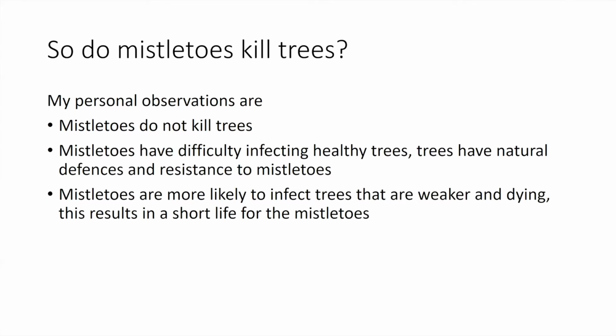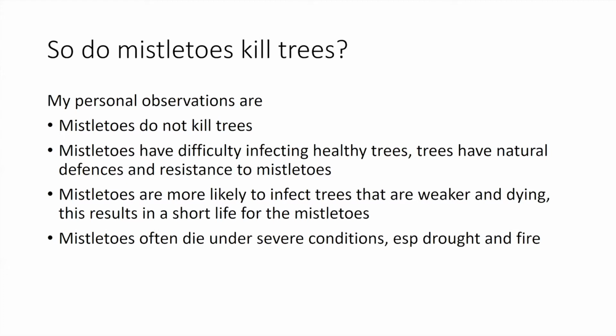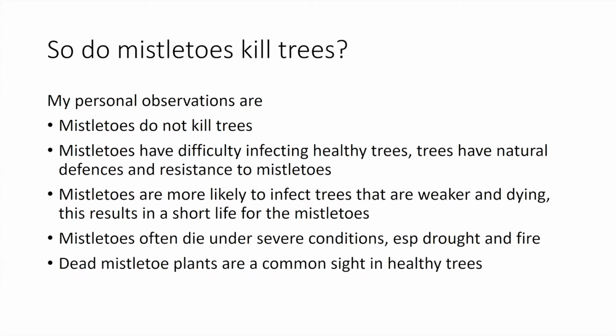Get in, multiply quick, and then die. And they also die under severe conditions. If you get a drought or a fire, you can lose a lot of mistletoe plants, and that's becoming a problem in the environment. And if you walk through the bush, you'll often find dead mistletoes, commonly in healthy trees.